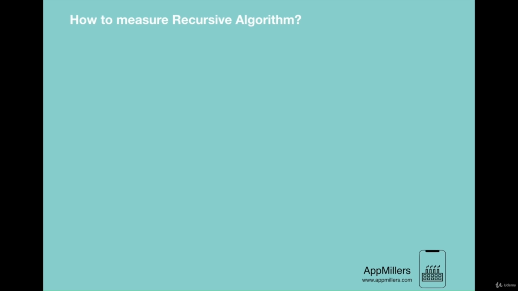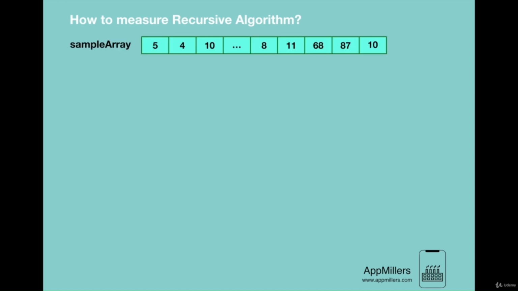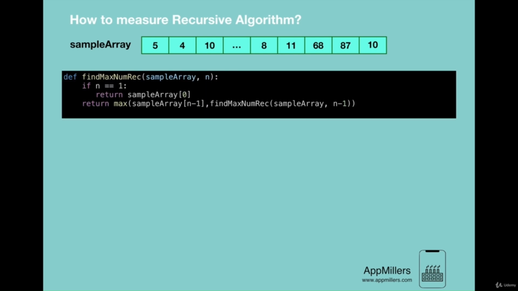Now in the last lecture, we have learned how we can measure any given code using the 5 rules that we provided. Now we will look at how we can measure recursive algorithms. Here again, I'll use the previous example that we used to measure iterative code. We need to find the biggest number in the array, but this time we will use recursive calls. So our function in Python will look something like this.